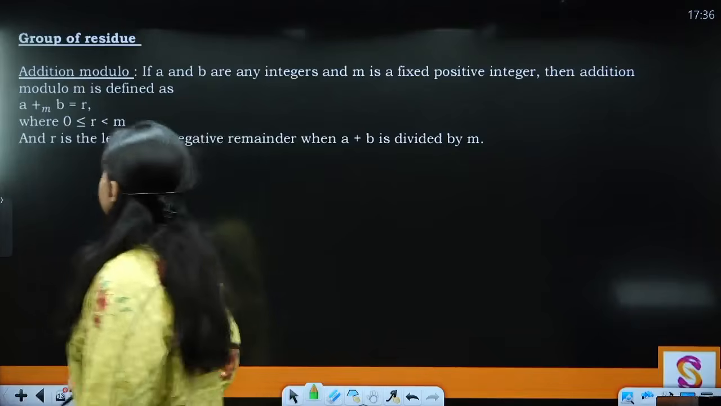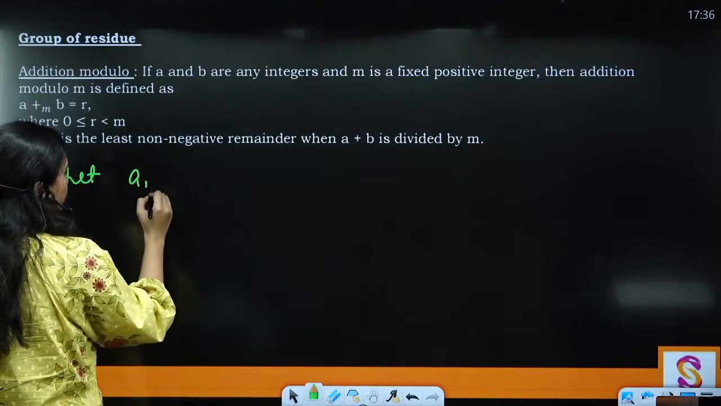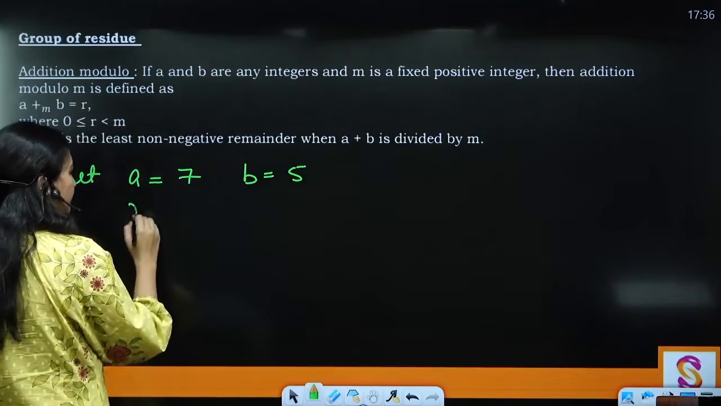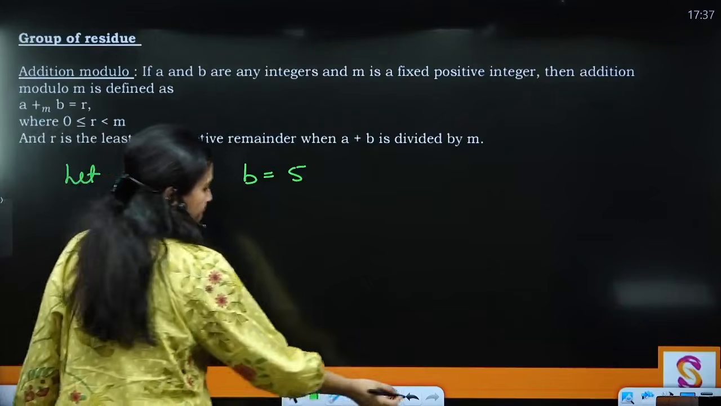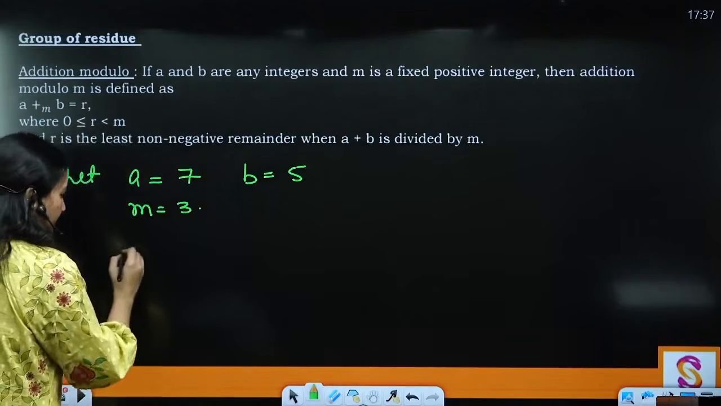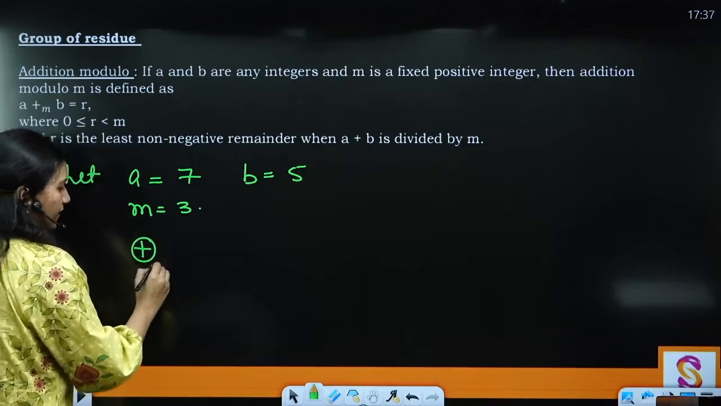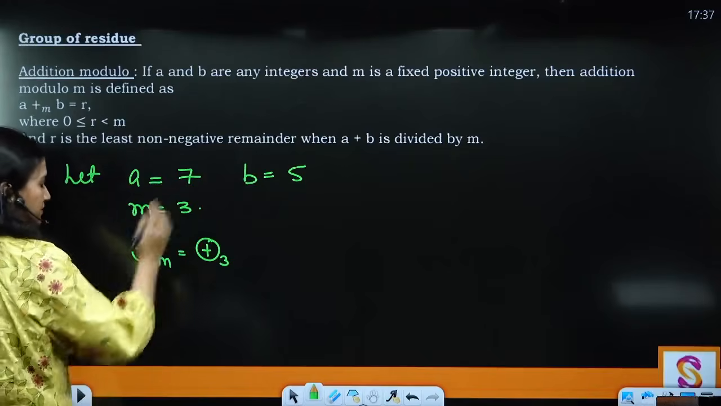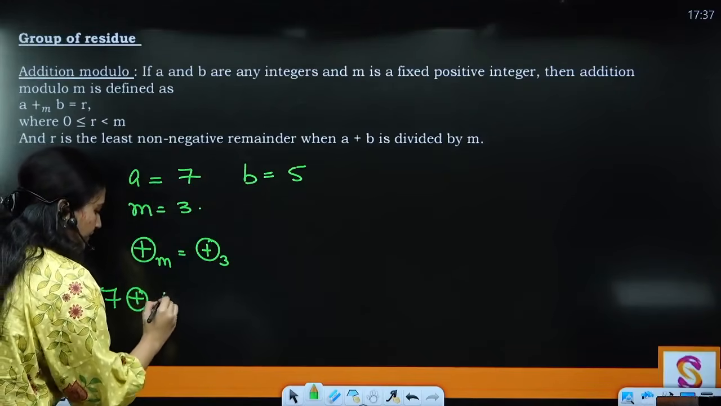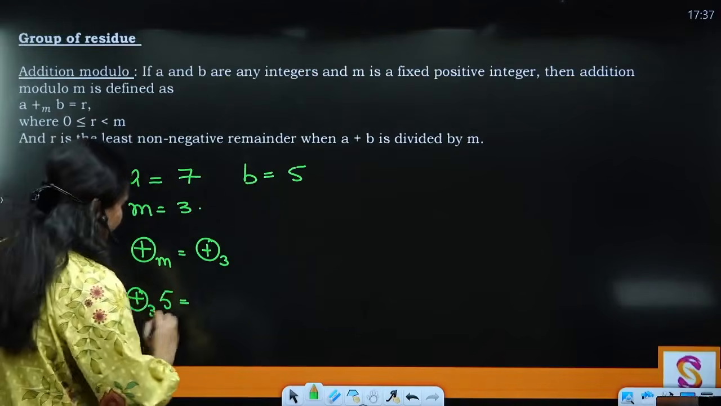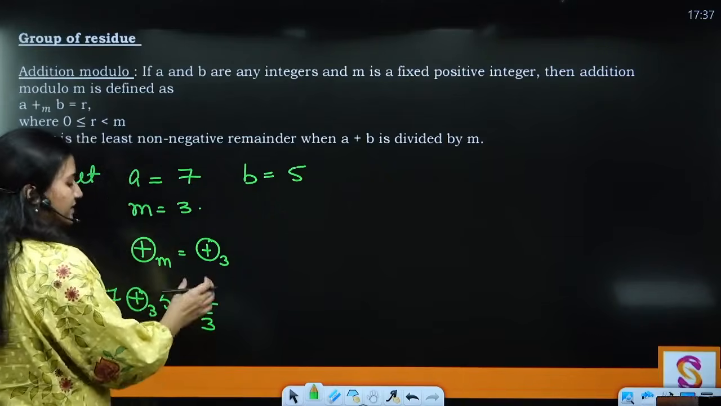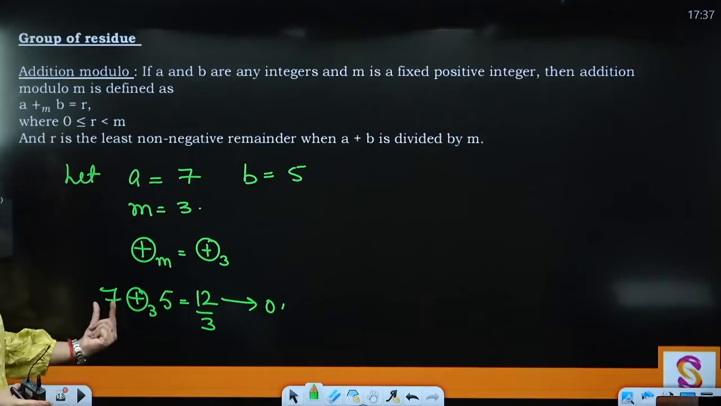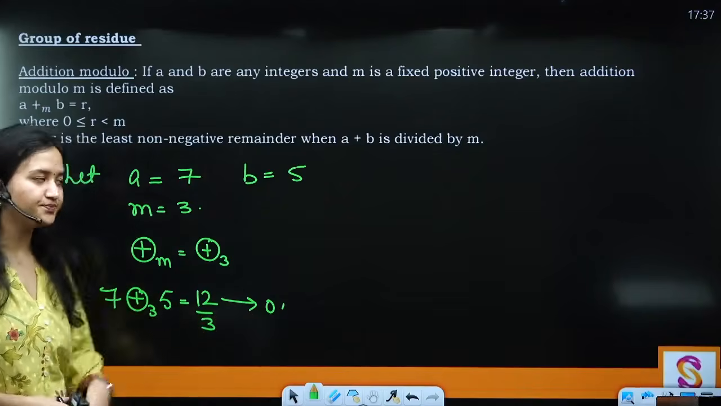Here, for example, let's say a = 7, b = 5, and let's take m = 3. When I'm applying addition modulo, the symbol is addition modulo 3, right? So 7 +₃ 5 is going to be 12 divided by 3. What is the remainder when I divide 12 by 3? That is 0. So basically the answer to 7 +₃ 5 is equal to 0. Now let us take something else.